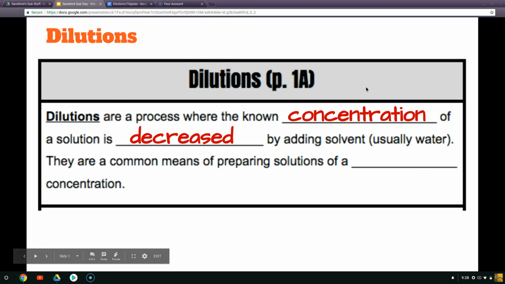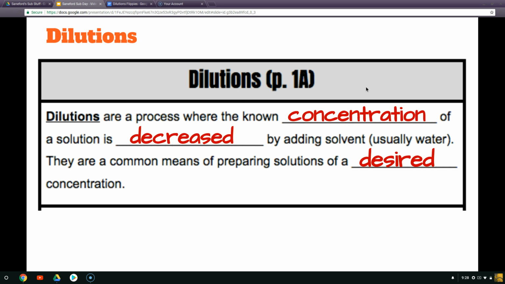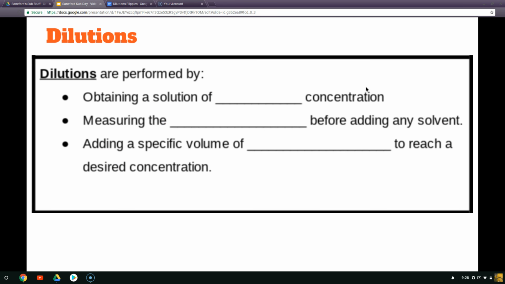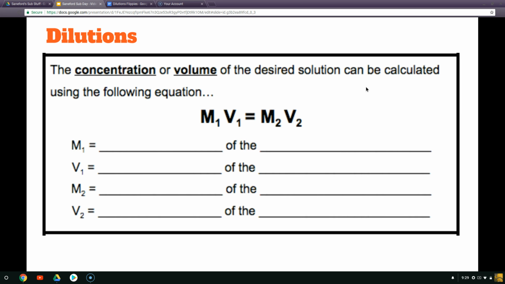This is a common means of preparing solutions of a desired concentration. So we oftentimes need to dilute things to our liking. They're performed by obtaining a solution of known concentration, that's the stock solution, measuring the volume of that stock solution before we add any solvent, and then adding a very specific amount of solvent, usually water, to reach that desired concentration.